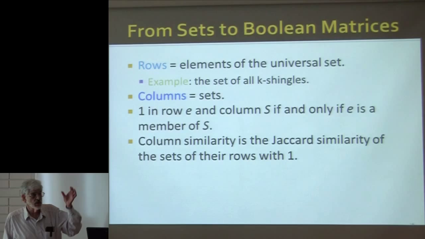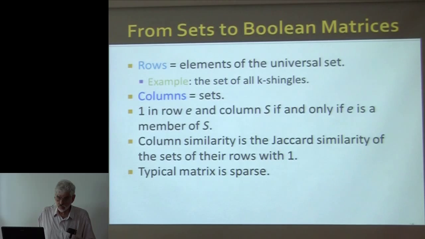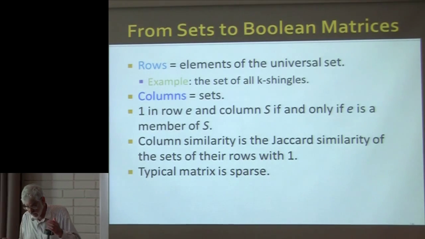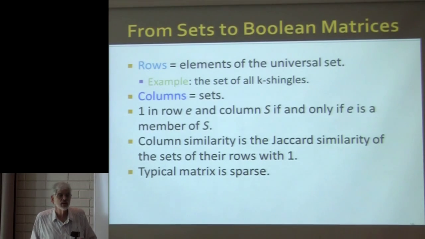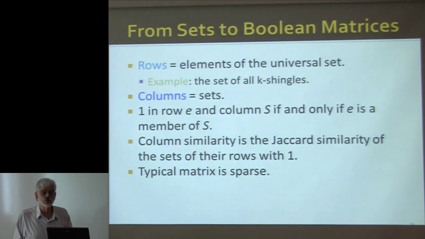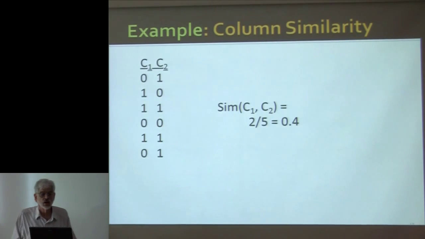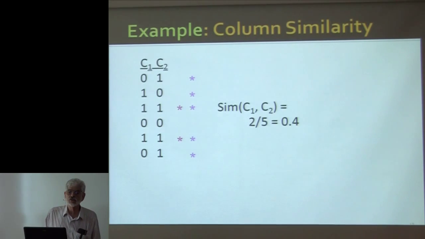And then if I look at two columns, the similarity of columns is really the Jaccard similarity of the sets of rows that have 1s. Remember, since I said we want to make sure that the chances of any particular shingle appearing in the set for a document is small, this means the matrix is sparse. It's mostly zeros. So here's a picture of two columns representing sets, and I claim that their Jaccard similarity is 2/5, so 0.4, because here's their intersection, and that's their union.